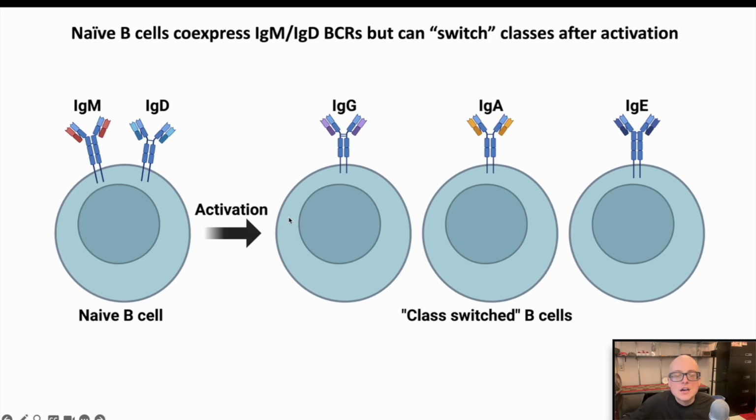For example, viral infections tend to skew naive B cells into class switching into IgG because IgG is more helpful for viral infections. Whereas parasitic responses tend to influence class switch towards IgE because you need more IgE during a parasitic infection.